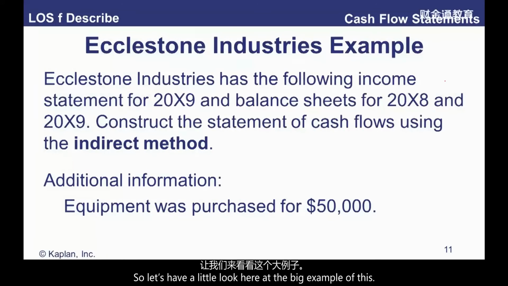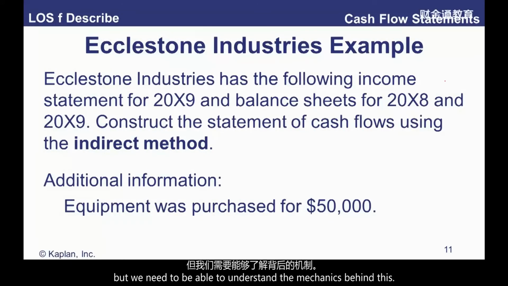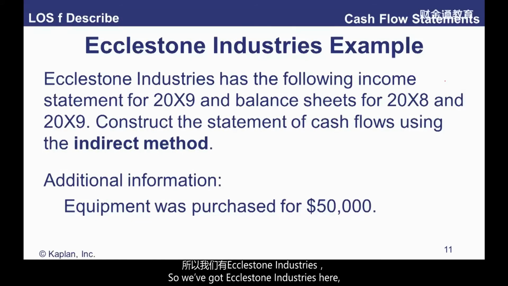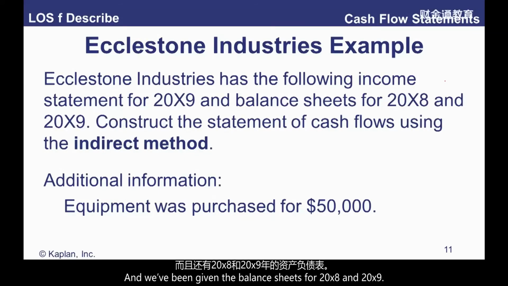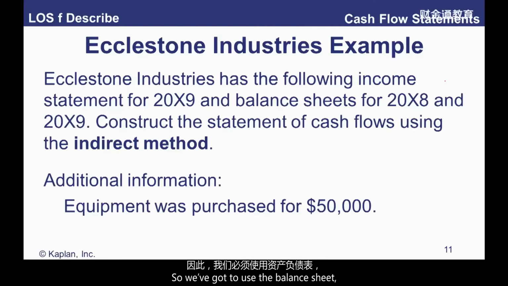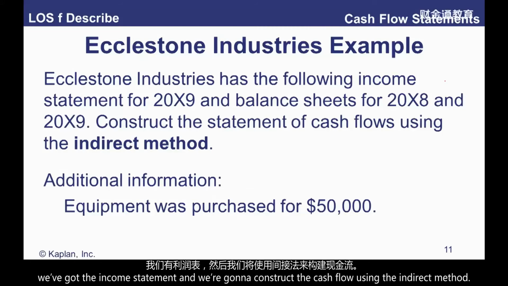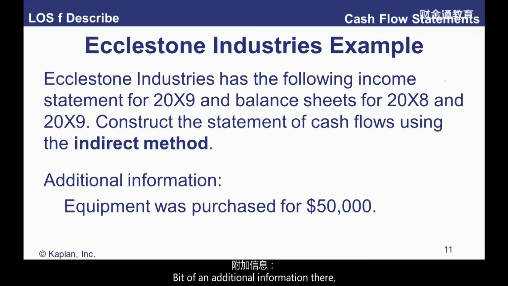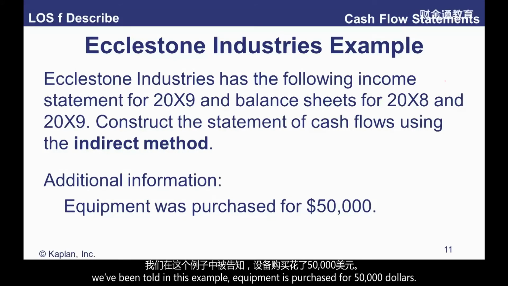So let's have a little look here at a big example of this. Notice our LOS is described, but we need to be able to understand the mechanics behind this. So we've got Ecclestone Industries here, and it's got the following income statement for 20X9. And we've been given the balance sheets for 20X8 and 20X9. So we've got 2 years of balance sheet, we've got the income statement, and we're going to construct the cash flows using the indirect method. A bit of additional information there. We've been told in this example, equipment was purchased for $50,000.